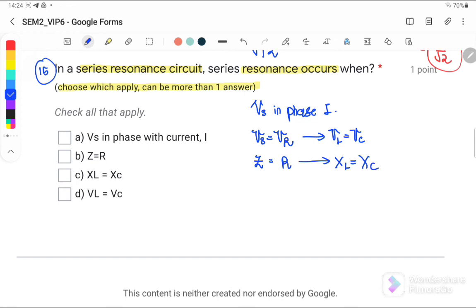Number 1, Vs in phase with the current, so this one is correct. Number 2, Z is equal to R, because XL equals XC. So B and C are correct. And then we can also write VL equals VC. So actually all are the answer.